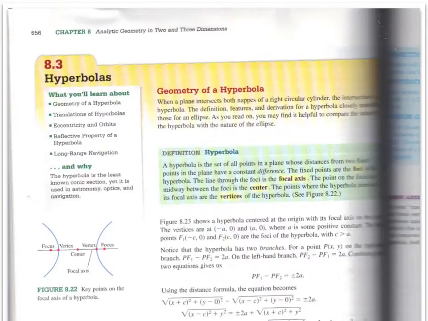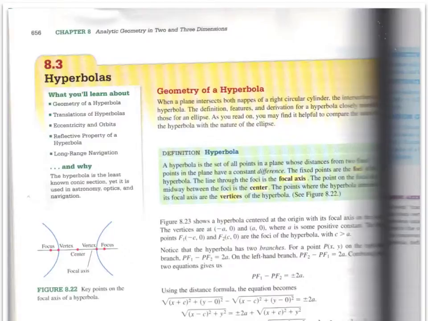First of all, in your textbook, this is on page 656. You can see all this information. I'm just going to go through this real quickly just to tell you a little bit about the hyperbola. It says the geometry of a hyperbola. When a plane intersects both napes of a right circular cone, the intersection is actually a hyperbola. And the definition, features, and the derivation of the hyperbola are basically pretty much the same idea as for an ellipse.